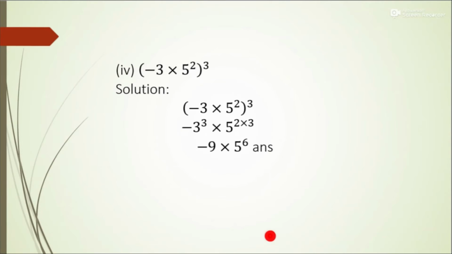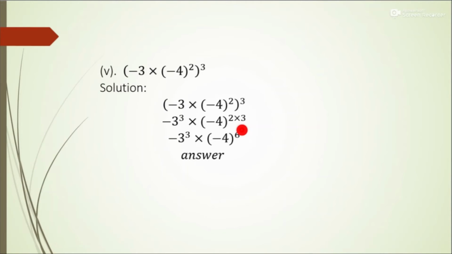Now question number 4, minus 3 multiply 5 power 2 into exponential 3. First of all we distribute the power 3 and multiply 5 power 2 multiplied by 3, and this is the distribution law of power. Now 3 cubed is 9 and 5 to the 6. This is the simplification of this question.